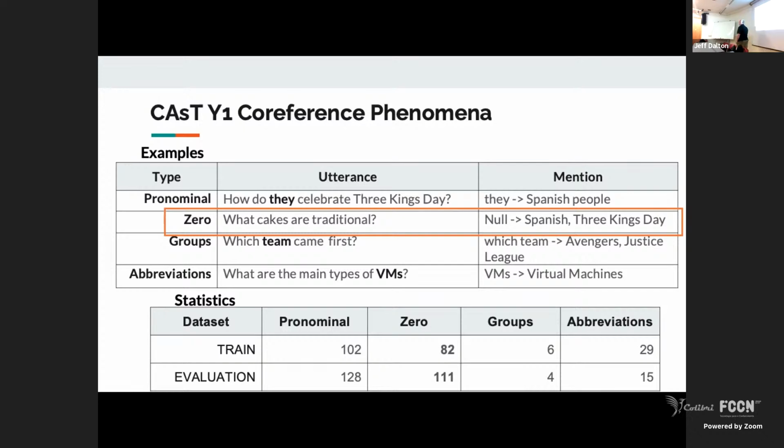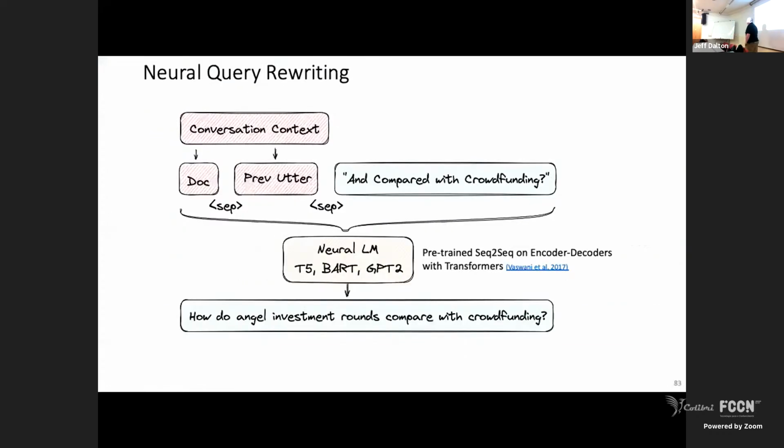They do a lot of work to try to actually make that work in the existing system. And the fact that some of these types of phenomena are in CAS was something that was trying to push boundaries. So there are also groups, like which team came first, or abbreviations and other types of phenomena that the system needs to understand, which are different from documents in traditional NLP.